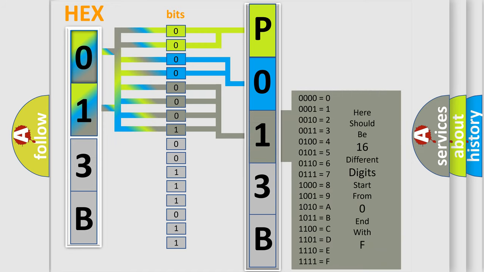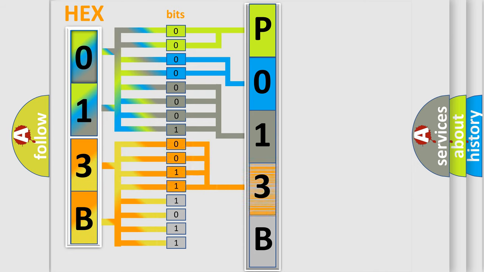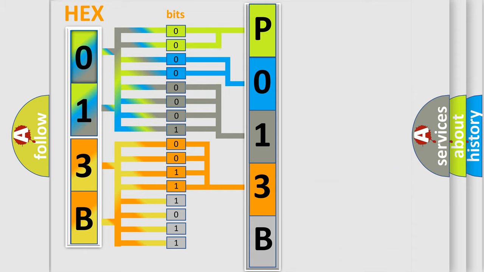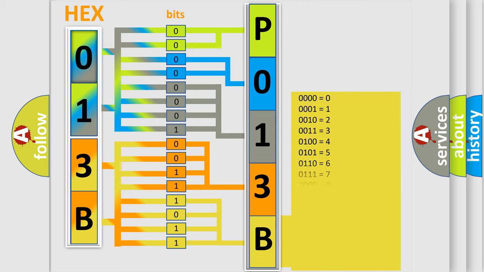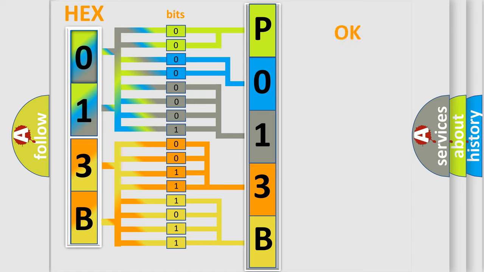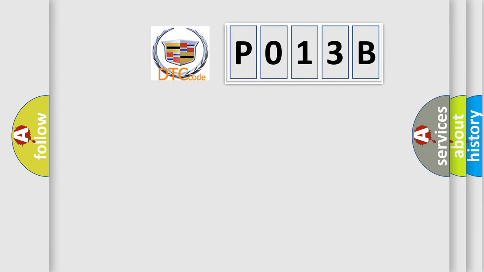The second byte is composed of a combination of 8 bits. The first 4 bits determine the fourth character of the code, and the combination of the last 4 bits defines the fifth character. A single byte conceals 256 possible combinations. We now know in what way the diagnostic tool translates the received information into a more comprehensible format. The number itself does not make sense to us if we cannot assign information to what it actually expresses. So, what does the diagnostic trouble code P013B interpret specifically for Cadillac vehicles?